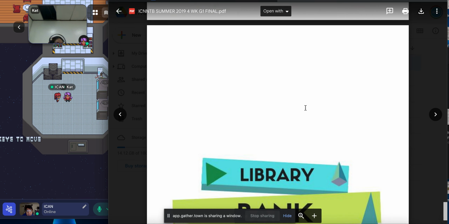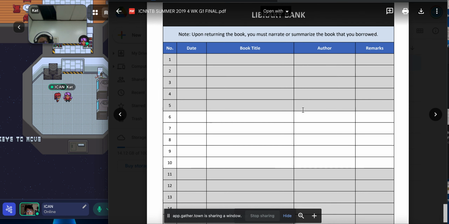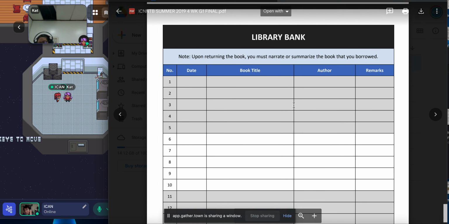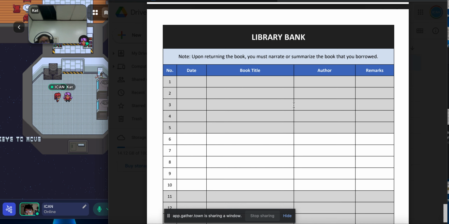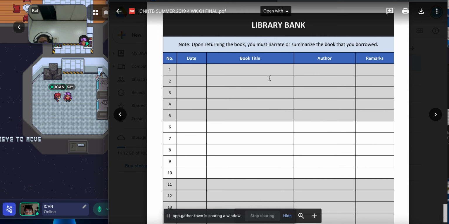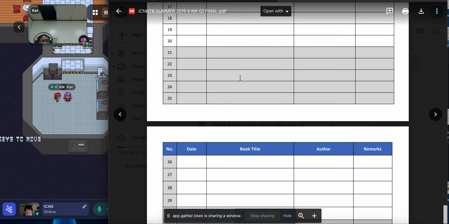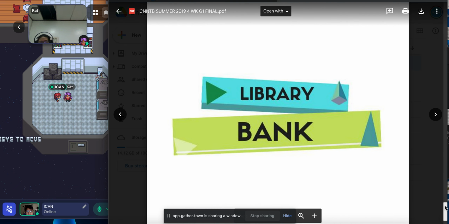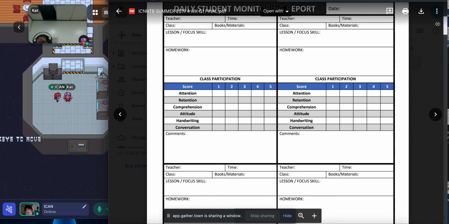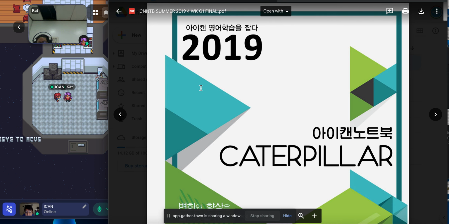Library bank. Okay? What is this for? Uh, library bank, ito lang naman if it's not really for you to fill out. It's for them. Like, for example, the student would borrow a book from ICAN. So, dyan lang siya sinusulat. Para malaman lang natin na, oh, nang hiram si student and then here are the books that the student borrowed or read. Just for tracking. So, basically, that's the purpose of it. Okay? So, yeah, that's the ICAN notebook. The ICAN Caterpillar or ICAN notebook is more of a tracker than anything else.